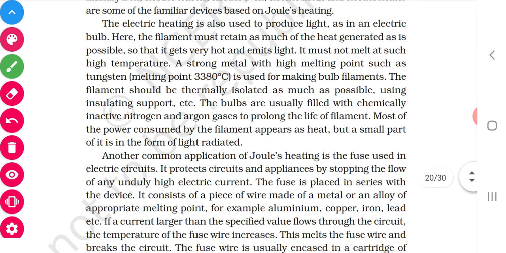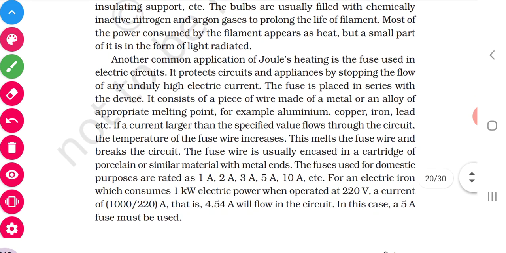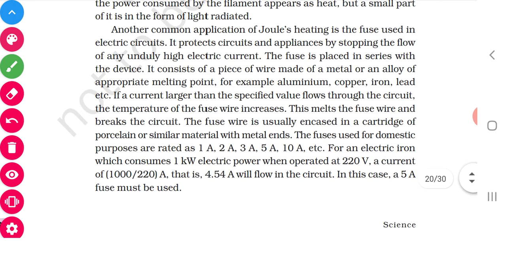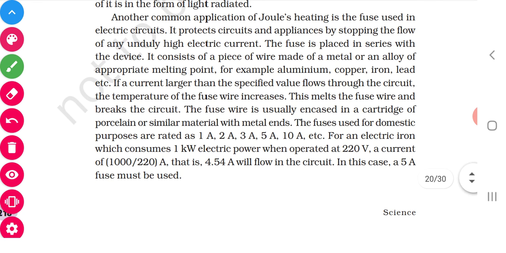The second one is the electric fuse. This electric fuse is also based on Joule's heating effect. It protects circuits and appliances, and also protects the house from fire hazard. If a high amount of current comes, automatically what happens? The fuse will melt and it will stop the current from passing. It consists of an alloy of lead and tin. It has one appropriate melting point.